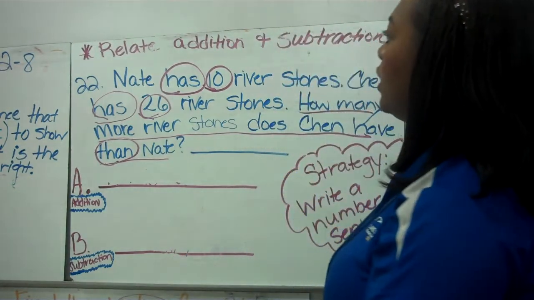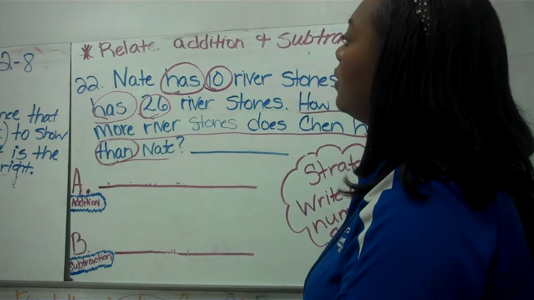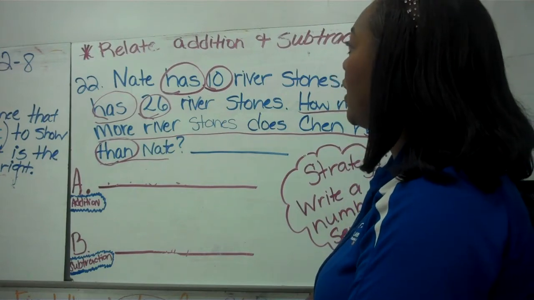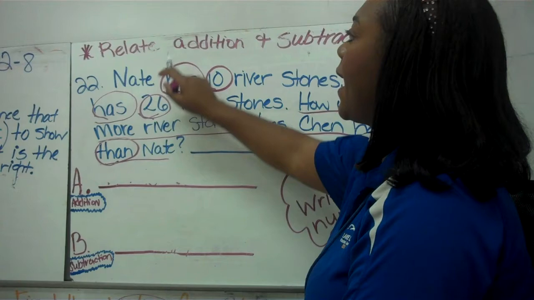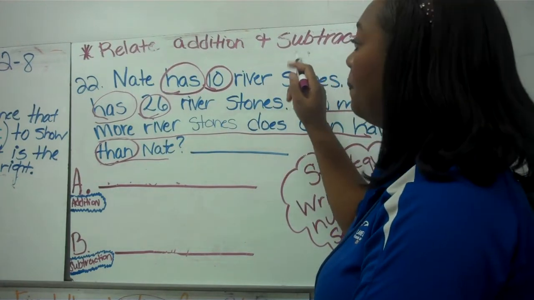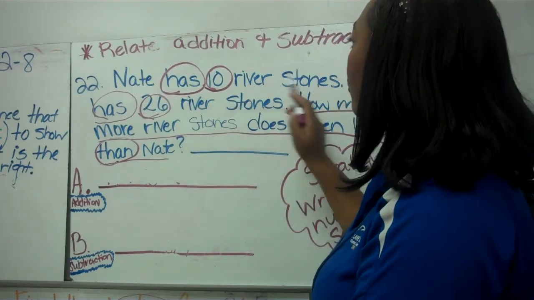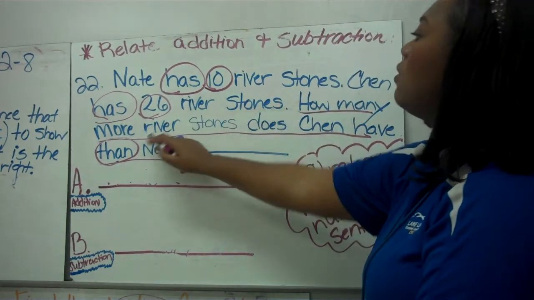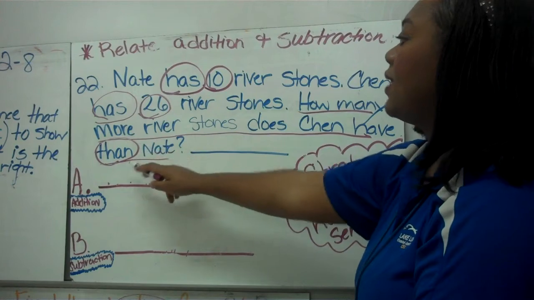Now, let's look at number 22, problem solving. Now remember, for problem solving, to use your strategy, circle keywords, underline your question. And in this problem, we're going to see how addition and subtraction are related. It says Nate has 10 river stones. Chin has 26 river stones. How many more river stones does Chin have than Nate?